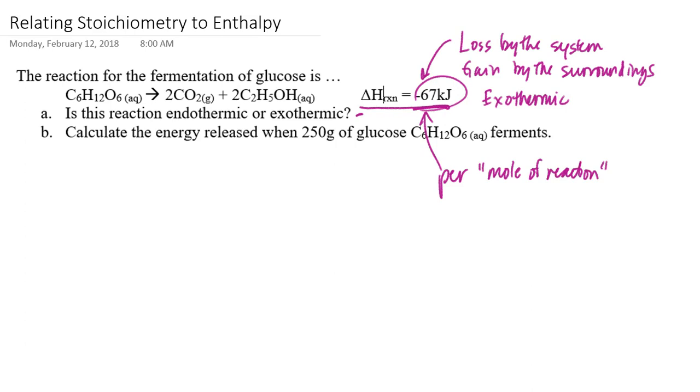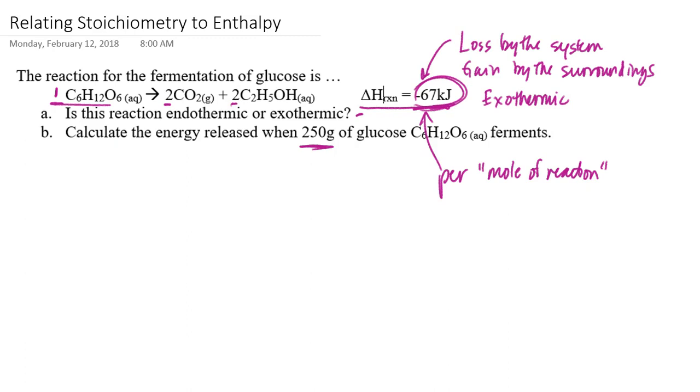What that means is this is the heat that's released when the reaction proceeds exactly as written with these stoichiometric coefficients in place. And so if I'm looking at the amount of glucose involved in releasing these 67 kilojoules of heat to the surroundings, that reflects 1 mole of glucose reacting. But notice that I'm given a different amount that isn't 1 mole. I'm given 250 grams of glucose.